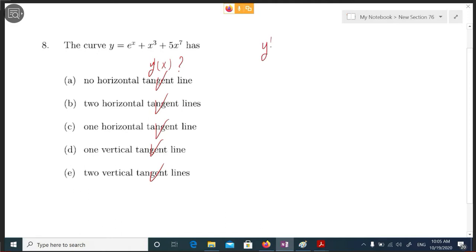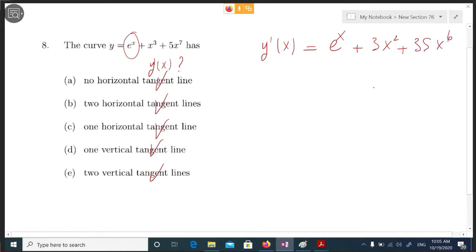So the derivative, because the slope of the tangent is the derivative. So the derivative here, what is it? The derivative of the first term is just itself. The second term is 3x squared, and the third term is 35x to the power 6. Okay. Now look, I'm going to explain why we don't have, why this one is a long and this one is a long.